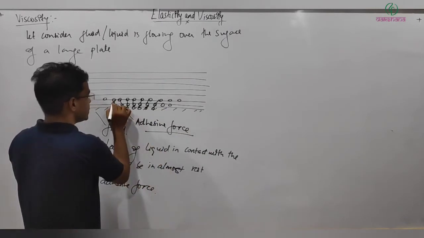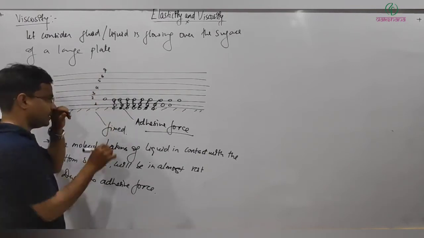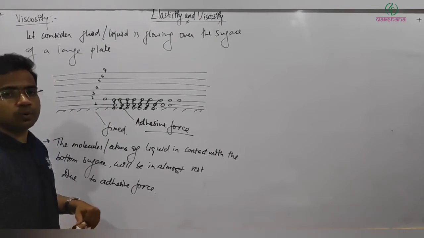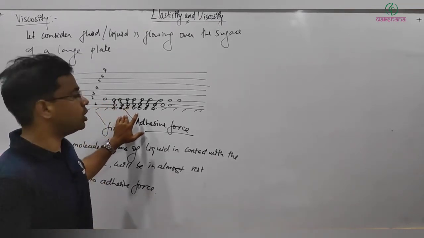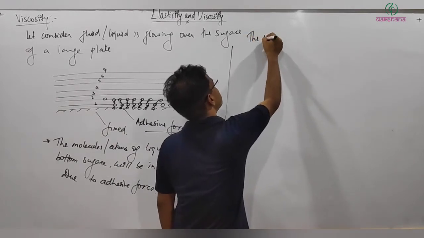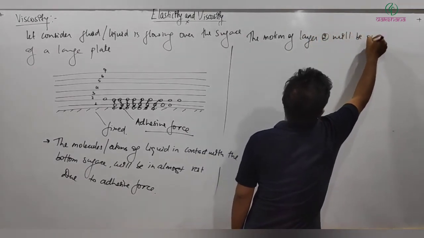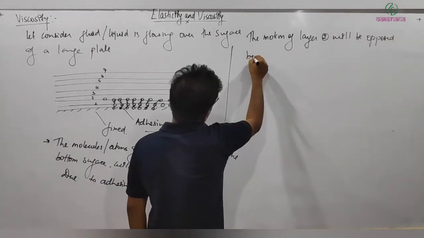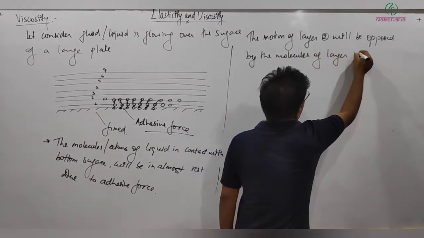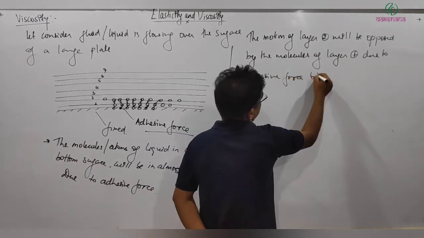but there is cohesive force between layer 1, let's say layer 1 and layer 2, 3, 4, 5, 6, 7. So you can see the motion of layer 2 will be opposed by the cohesive force of the molecules of layer 1. So here you can say the motion of layer 2 will be opposed by the molecules of layer 1 due to cohesive force between molecules.